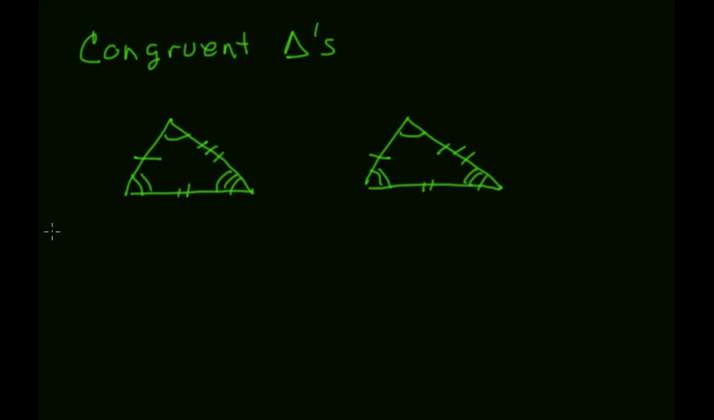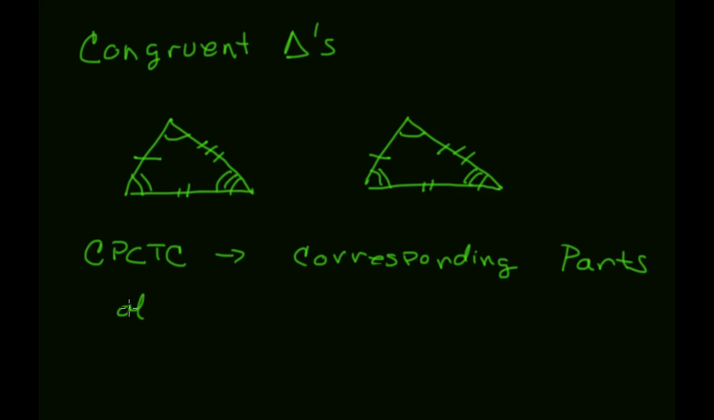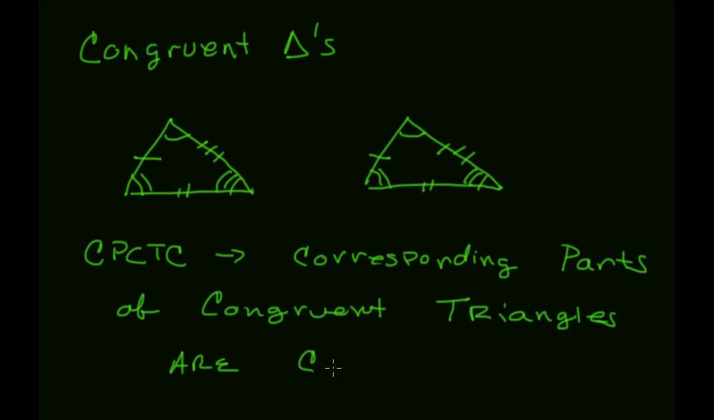Now, we're going to use an abbreviation that we're going to call CPCTC, which stands for corresponding parts of congruent triangles are congruent. So corresponding parts of congruent triangles are congruent. Okay, so hang on to that thought. It's going to be used quite frequently in the next chapter that we're doing here.